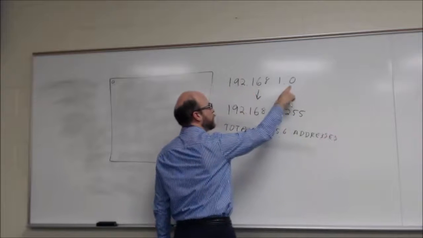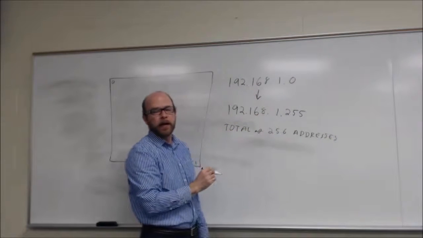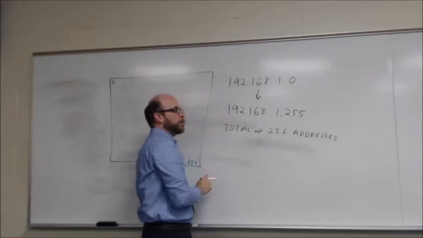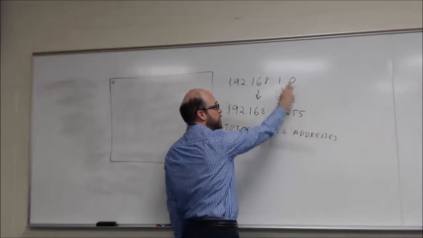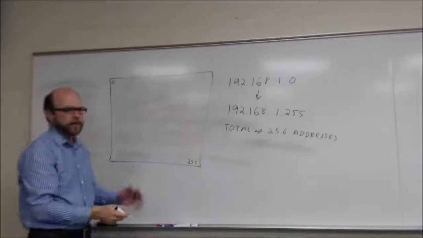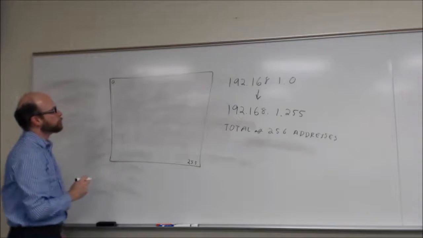Again, remember, because we're starting with 0, and 0 is a valid IP address, we end up with 256, not 255, because we have 0 inclusive. So 0 to 255 is 256 addresses.